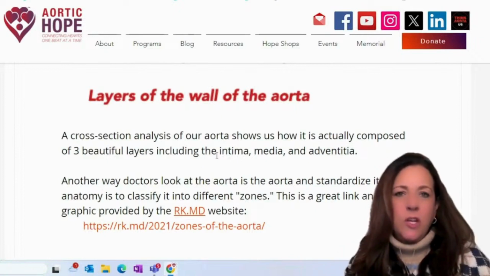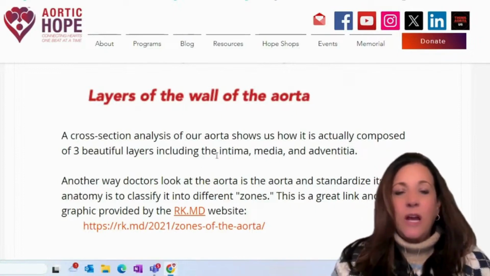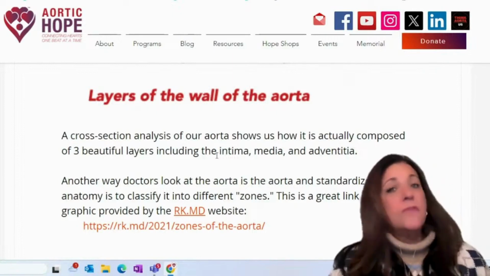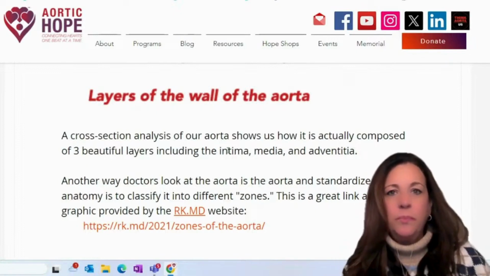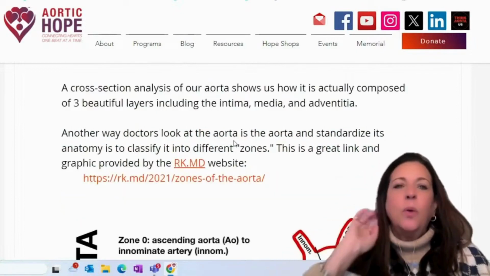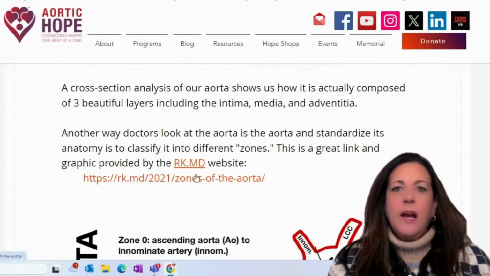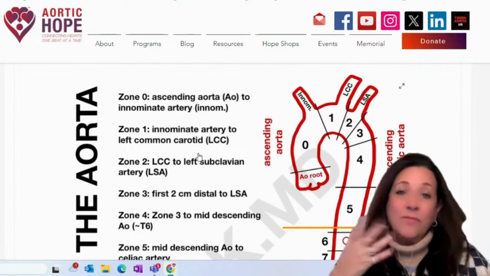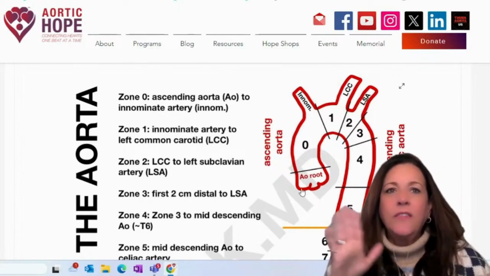Another way that doctors look at the aorta and standardize its anatomy is to classify it into zones. This is the first time I've really paid attention or heard the terminology of putting it into zones. So Adam does include a great link to a graphic here about these zones. So let's take a look at these zones a little bit and listen to me really struggle to pronounce some of these words. All right, let's start off here.